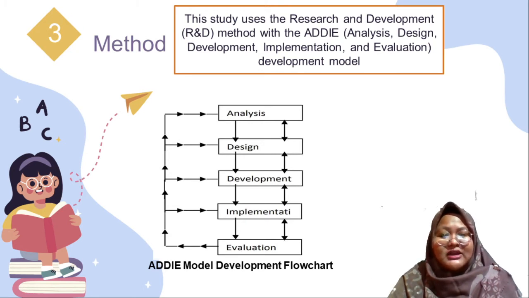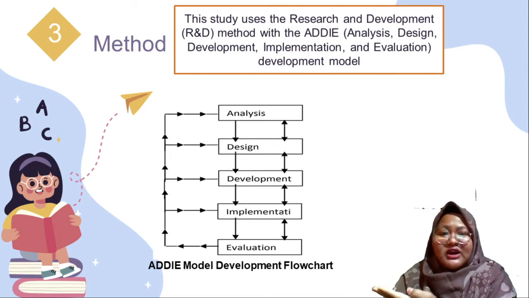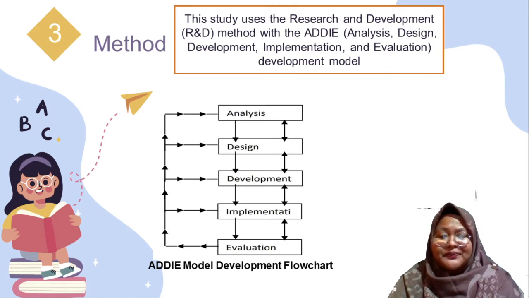The development model I use is the ADDIE model, or analysis, design, development, implementation, and evaluation model. I choose this model because it has systematically structured work procedures. It means that each step that will be followed always reverts to previous steps that have been improved so that an effective product will be obtained. The following is a chart of the ADDIE development model.